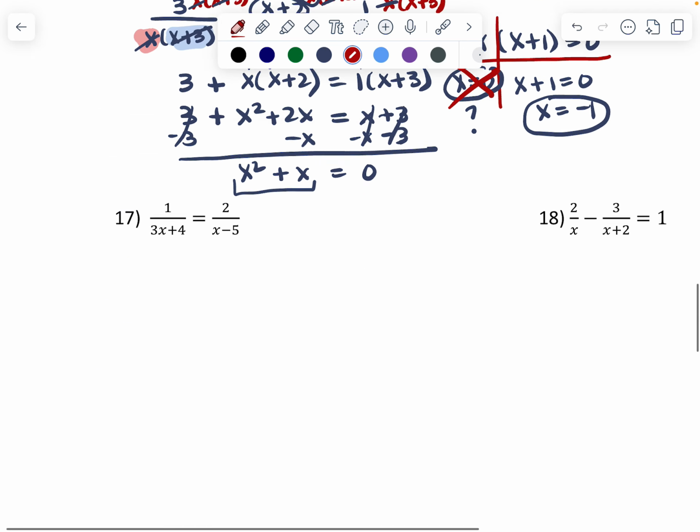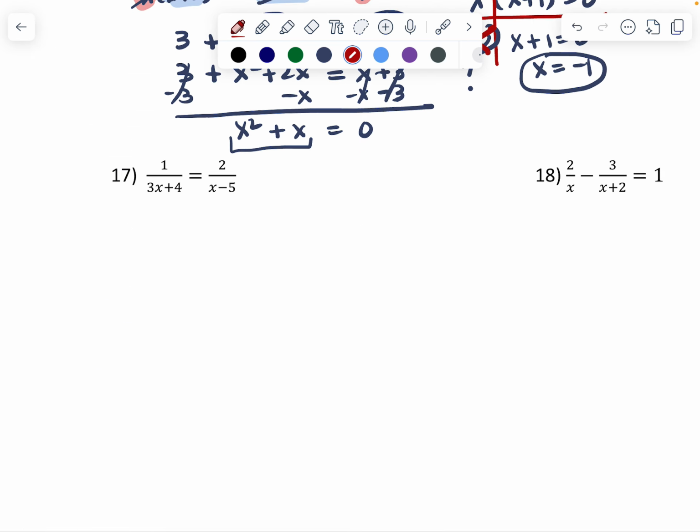Okay, now number 17, 2 ways you could do this. If you have a proportion, the way I like to do this is just to cross multiply. But it's only going to work if you have fraction equals fraction. It won't work on something like 18 because you have 2 fractions equals a number, okay? So let's go ahead and multiply that.